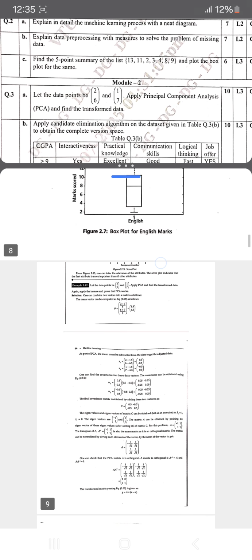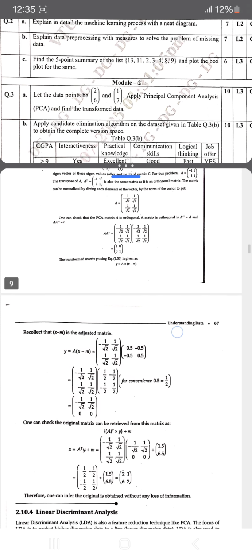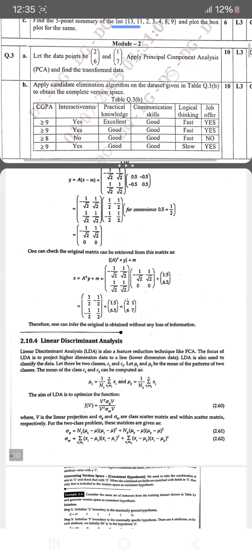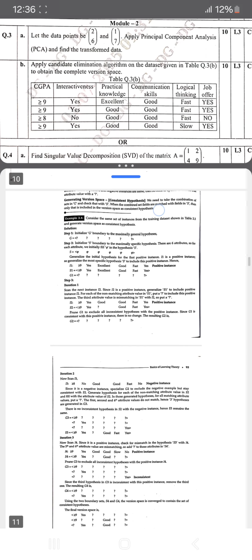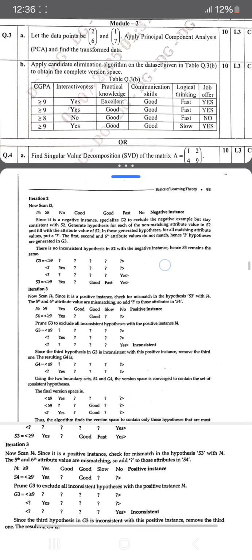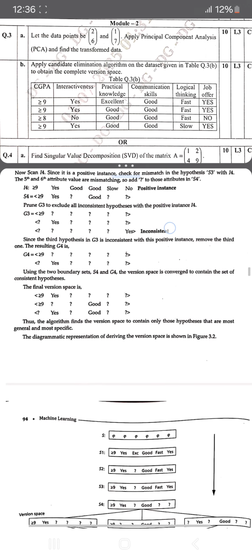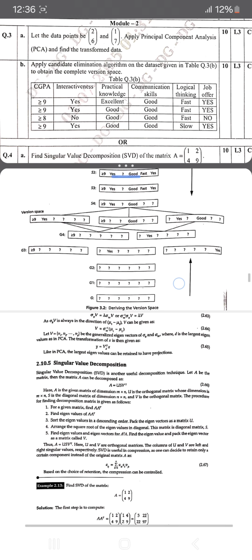Question number 3A, PCA. This is purely from the model question paper. Candidate elimination algorithm. So here is the solution. If possible, you can draw this solution diagram also. Singular value decomposition, question number 4A.